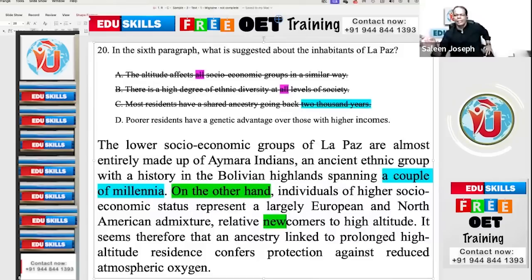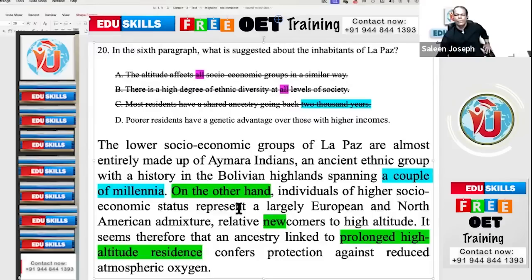It seems therefore that ancestry linked to prolonged high altitude residence confers protection against reduced atmospheric oxygen. Poorer residents have a genetic advantage over those with higher incomes. See, here prolonged high altitude residence means living a long time at high altitude. Who lived a long time? Rich or the poor? Poor. See, the lower socioeconomic groups were there from a couple of millennia. They were living there.